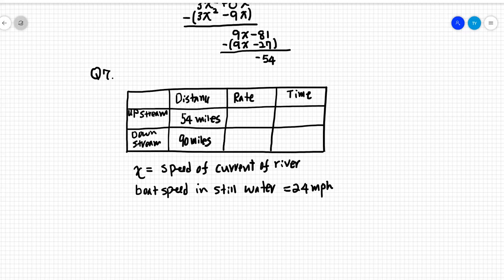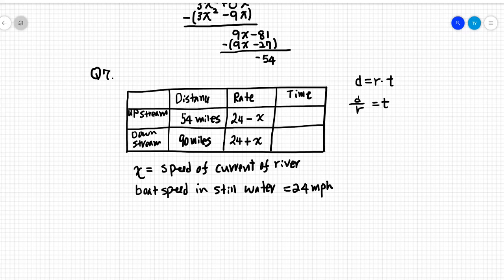So if the boat goes upstream, then it's going to lose that much speed. In this case, we don't know what that is, but x. So the rate will be the boat speed subtracting the speed of the current of the river. Now if you go downstream, then you're going to gain that much speed of the current of the river. So if you want to find time, because distance equals rate times time, you simply divide the distance by the rate.